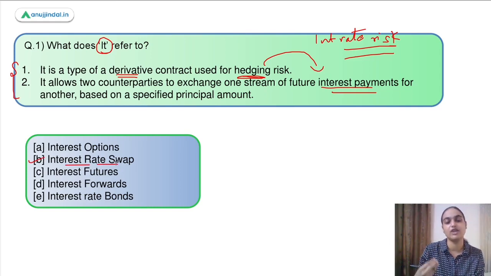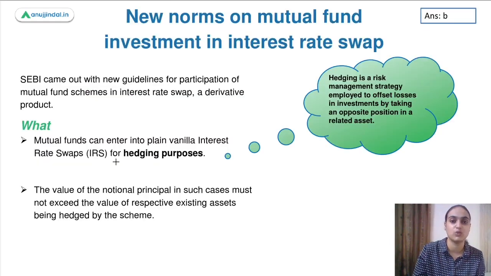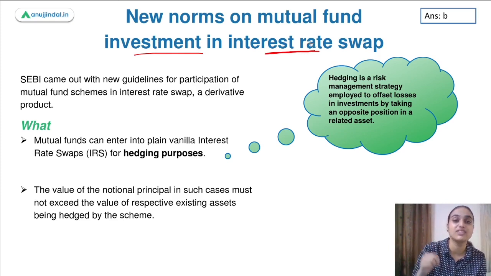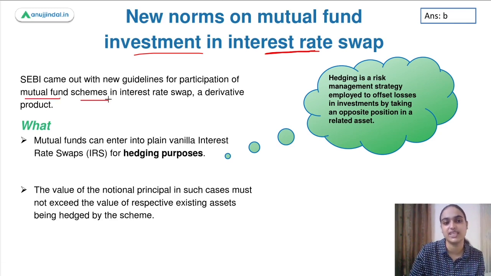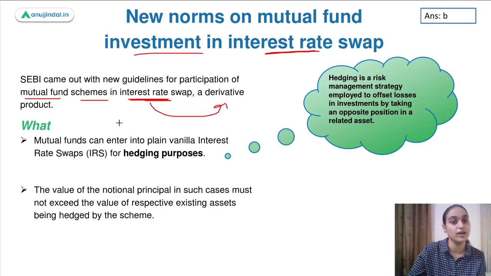Let us try to understand about this interest rate swap. Now, why am I discussing this? Because recently we saw that SEBI came out with some norms for mutual funds who are interested in investing in these derivative instruments. So agar mutual fund ka jo paisa hai wo interest rate swap wale derivatives mein invest hoga, to unhe kuch norms jo hai wo follow karne honge. So SEBI came out with new guidelines for participation of mutual fund schemes in these interest rate swaps, which are a derivative product. So what can mutual funds do?